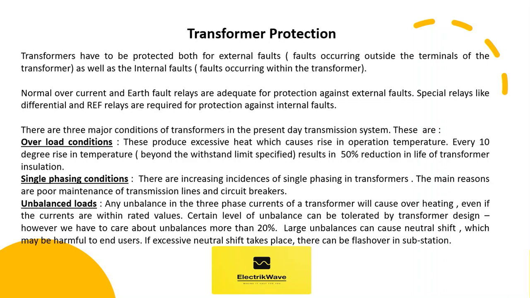There are 3 major conditions of transformers in the present-day transmission system. These are overload conditions. These produce excessive heat, which causes rise in operating temperature. Every 10-degree rise in temperature, beyond the withstand limit specified, results in 50% reduction in life of transformer insulation.